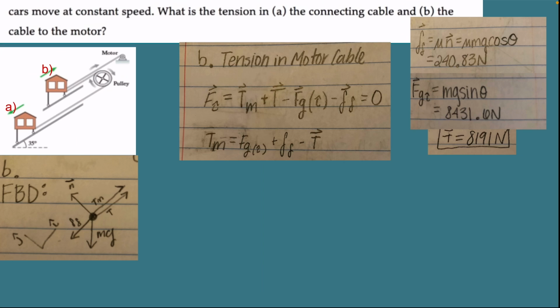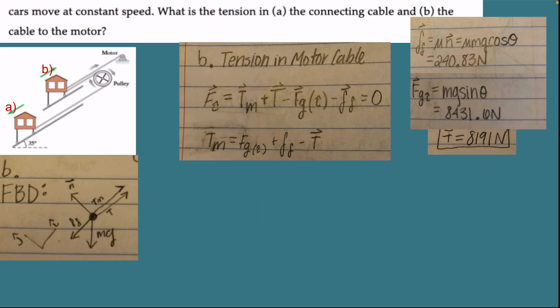Part B is asking about the tension in the cable to the motor. So I drew a new free body diagram for this, a free body diagram of cable car B, and the forces look slightly different on this one, with the tension from the motor and the tension from the cable car in the positive i direction and the force of friction in the negative i direction. Normal force and mg look more or less the same though.